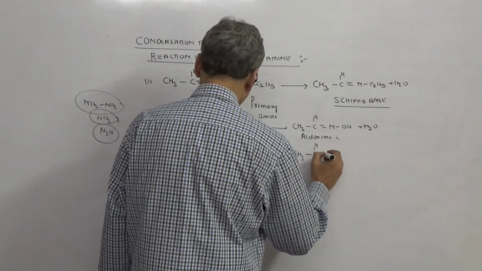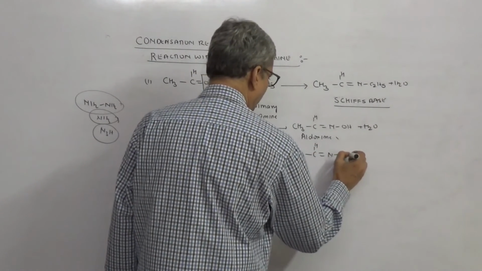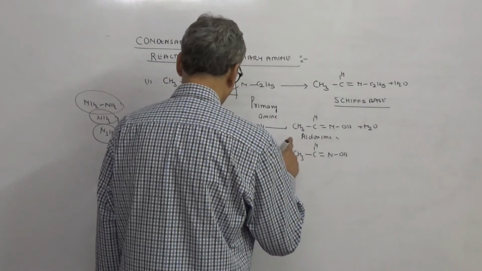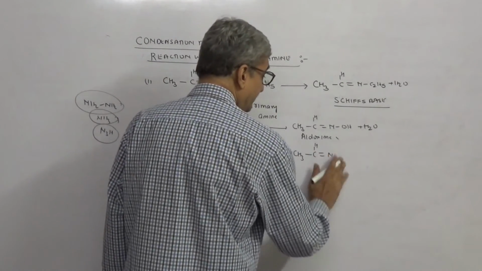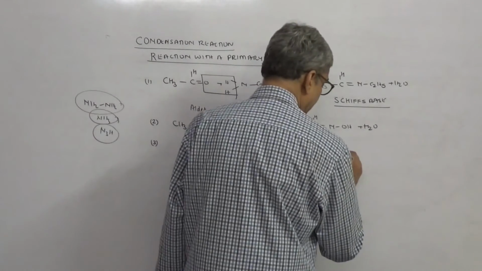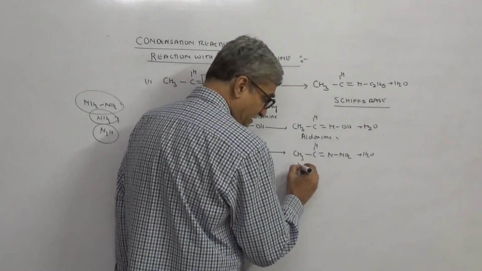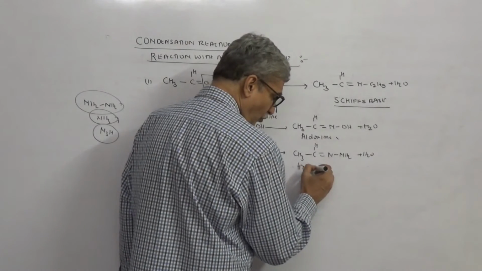CH3, CH, double bond N, NOH. So this is aldoxime हो गया. No, sorry, I'm making a mistake. I'm writing this. It is NH2 plus H2. So this is called as hydrazone.